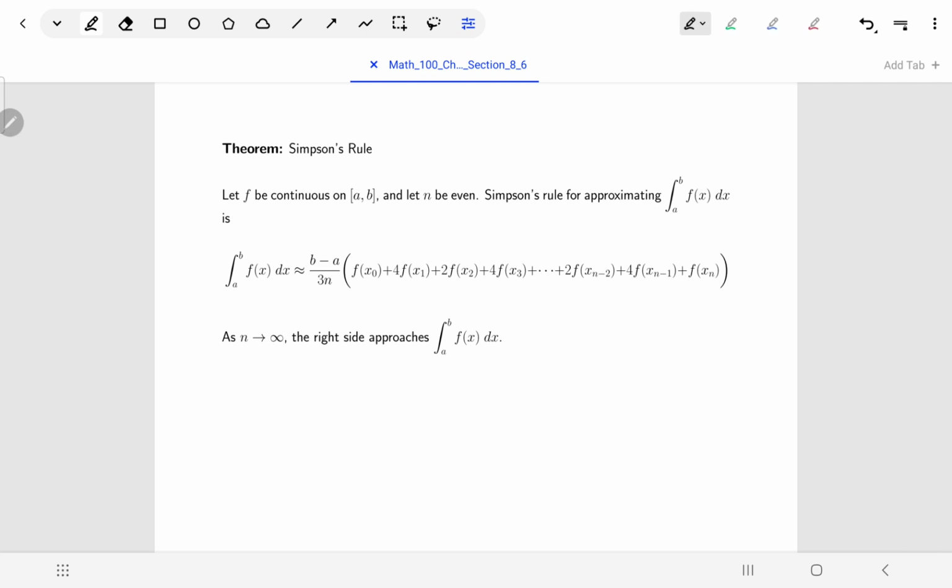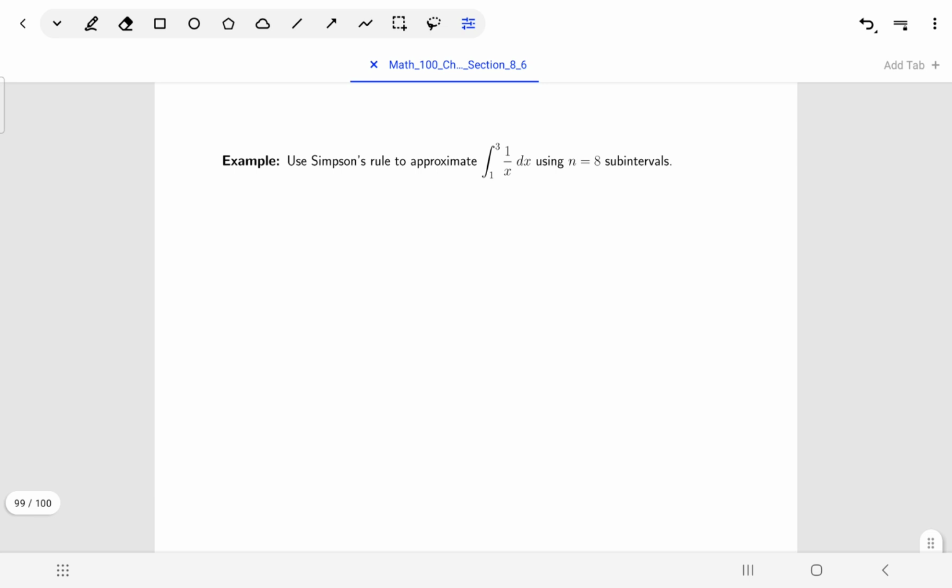Simpson's rule tells you that if you have n going to infinity, this approximation is going to approach the definite integral. So if you decided to use Simpson's rule to come up with a formula in terms of n for the definite integral, and then use limits, you can actually find a numerical value for that definite integral without needing to actually know what the antiderivative is.